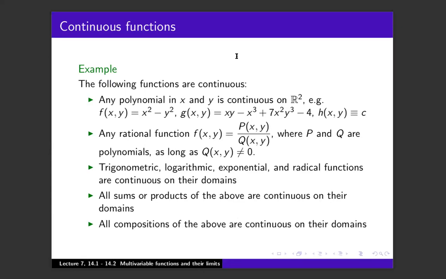Rational functions are continuous as well, provided that Q(x,y), the denominator, is not 0. So rational functions are okay. Trig functions, log functions, exponentials, radicals, those are all continuous as well, provided you're on their domain. So for example, we already saw this. You can't be plugging in negative numbers under a radical, and you don't want to be plugging in 0 or negative numbers into a logarithm, etc.